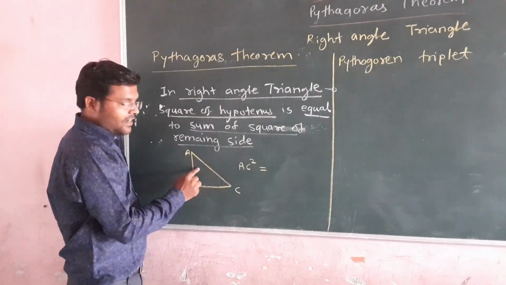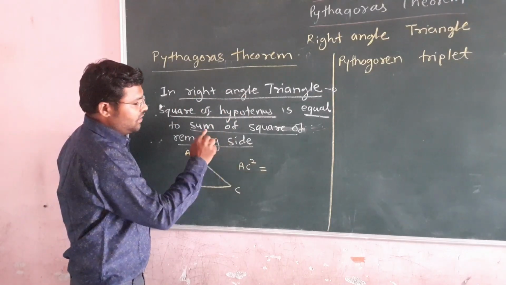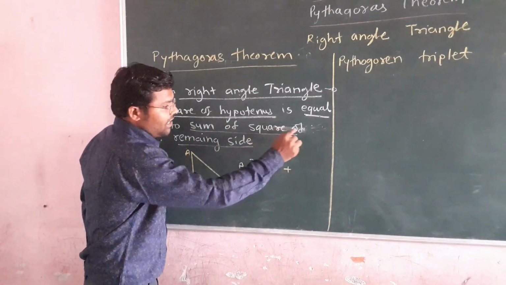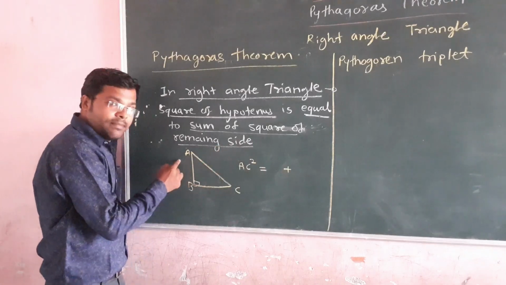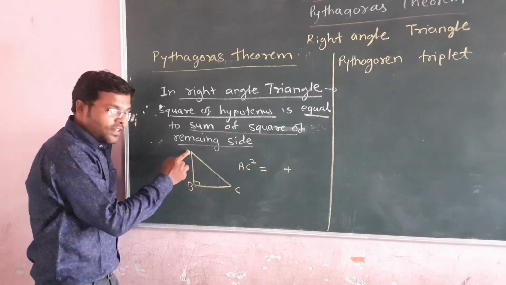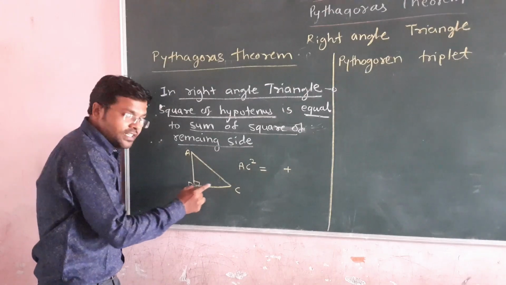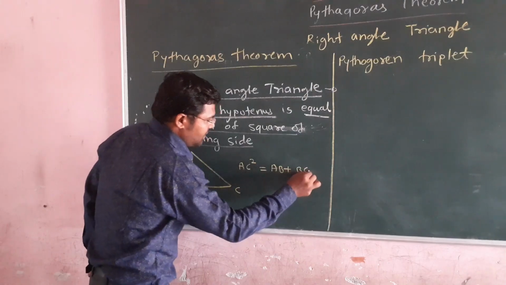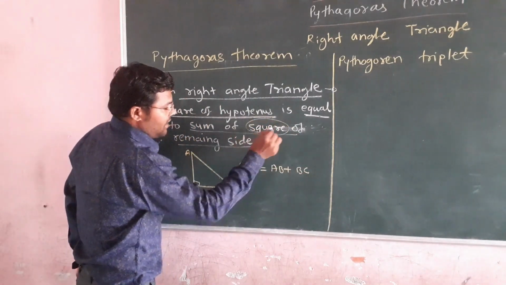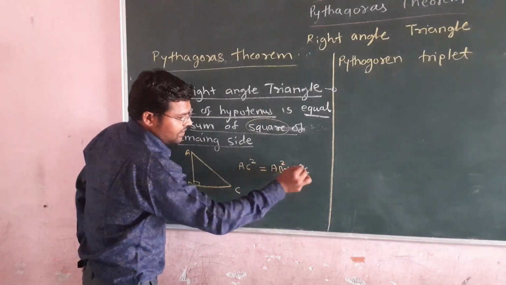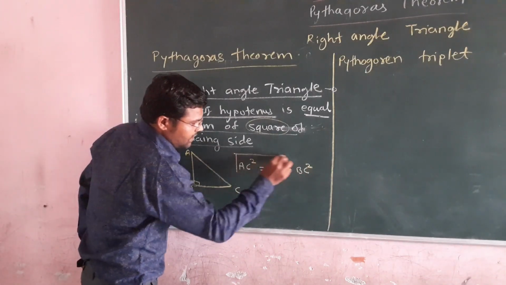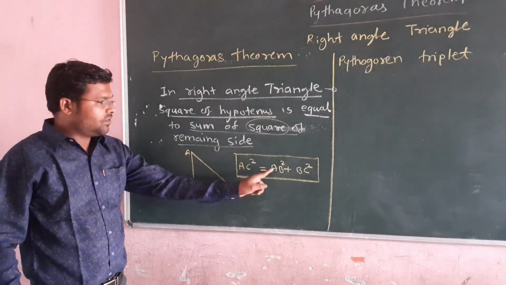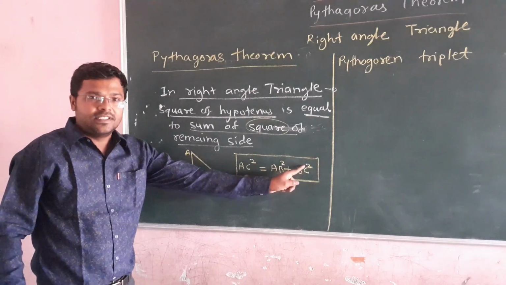In a right angle triangle, square of hypotenuse is equal to sum of the squares of remaining sides. Sum means addition. So which sides are remaining? The sides that make the right angle: the first one is AB and another one is BC. Since it says square of remaining, AB square plus BC square. This is the theorem of Pythagoras: AC square is equal to AB square plus BC square.